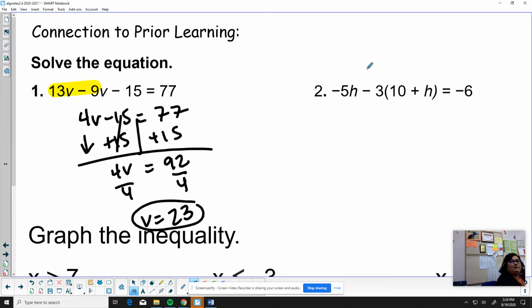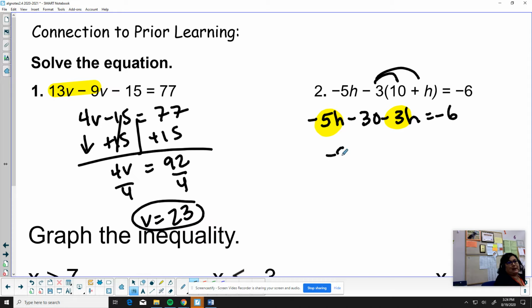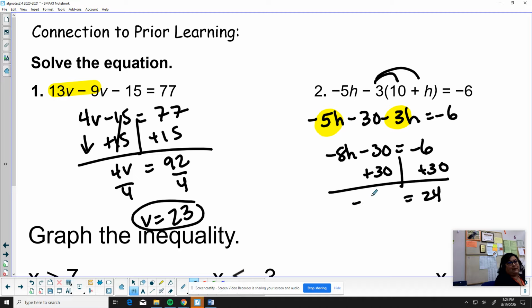Okay, and then over here I have to distribute first. So this is going to be negative 5h minus 30 minus 3h equals negative 6. And then again, I have to combine like terms, so I'm combining the h's. So negative 8h minus 30 equals negative 6. So I'm going to add 30 to both sides, which is 24 on the right, and negative 8h on the left. And then I'm dividing both sides by negative 8, which is h equals negative 3.